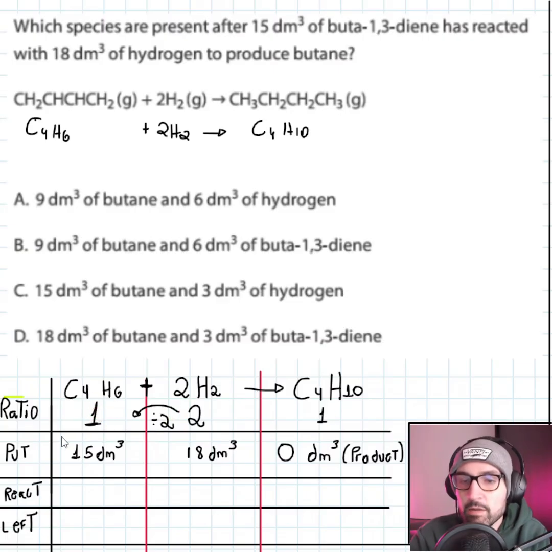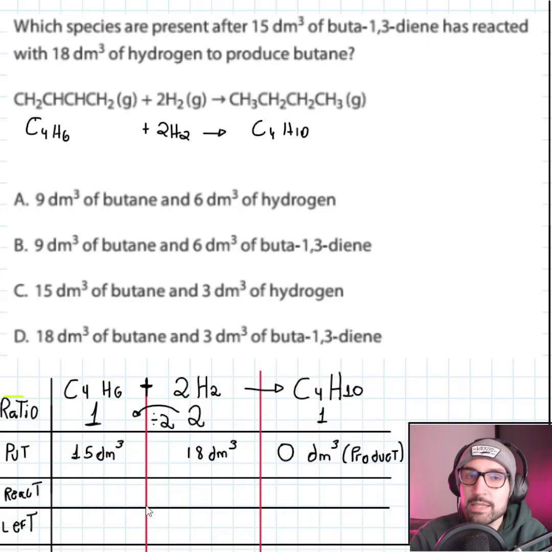And it says here the initial, so I put, but you can write the word initial, is I start with 15 liters of buta-1,3-diene, then I react it with 18 liters of H2, and of course I start with 0 liters of my product. Unless specified otherwise, I start with 0 products.